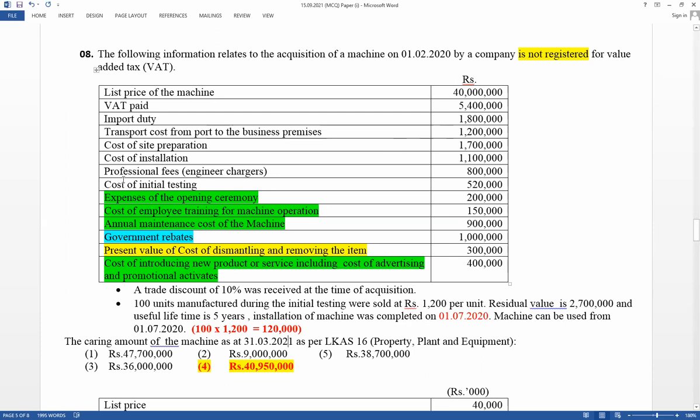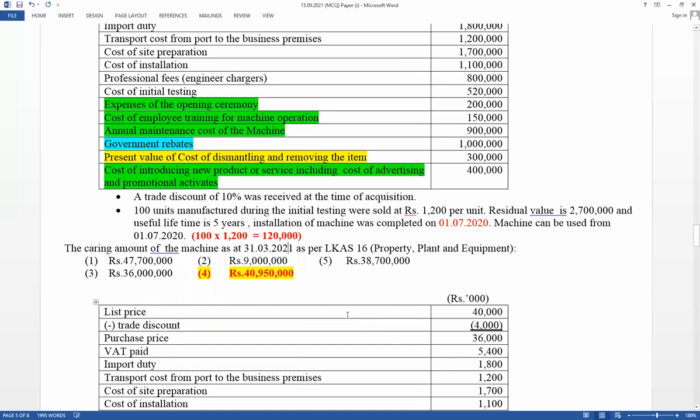As well as very important thing about initial testing cost, how much should be considered. Then depreciation should start after completion of installation. Based on the matching concept, if the asset is used, it should be depreciated. Next one, question number 9, relevant for EPF and ETF.